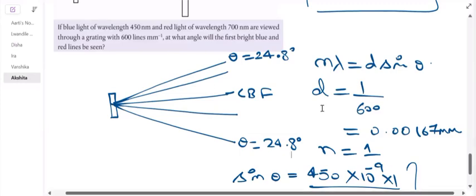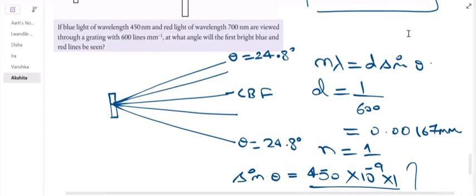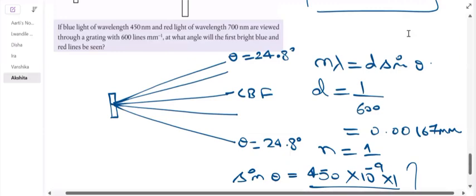Uh, 2.6 into 10 to the power minus 4, ma'am. Sorry, why am I getting one? You have to take the sine inverse. Your voice is quite low, Akshita, sometimes. Okay, ma'am. It's okay. You do your answer question.